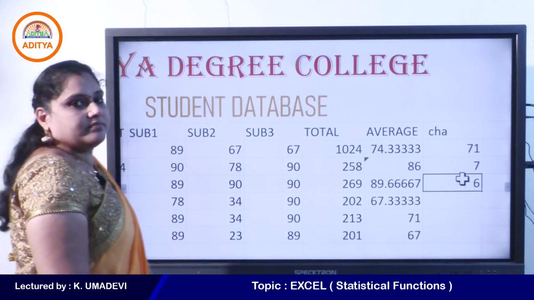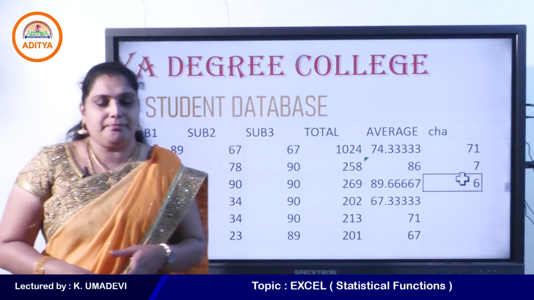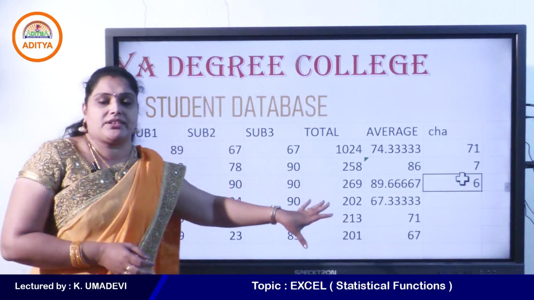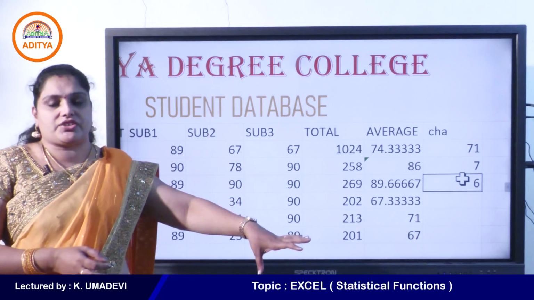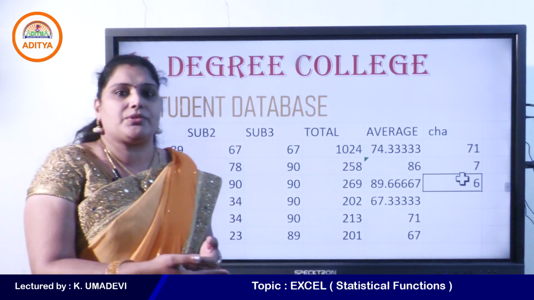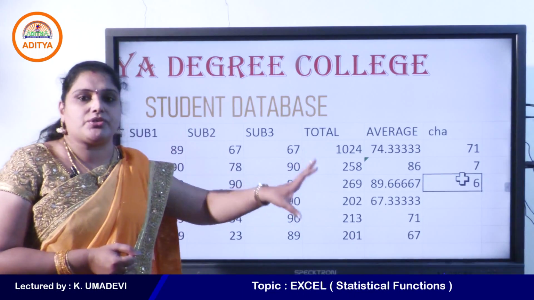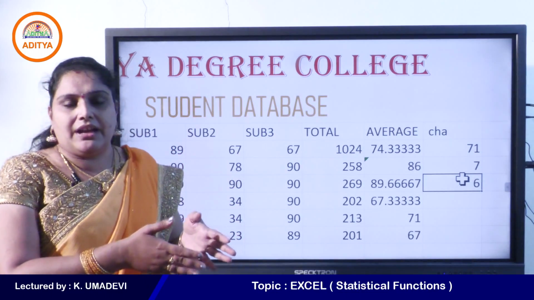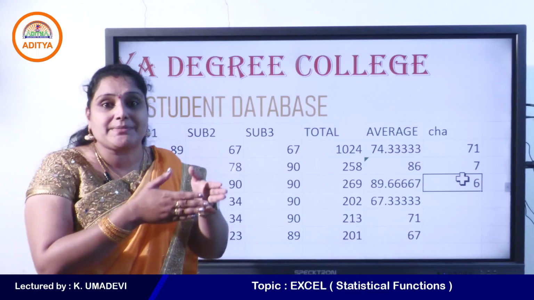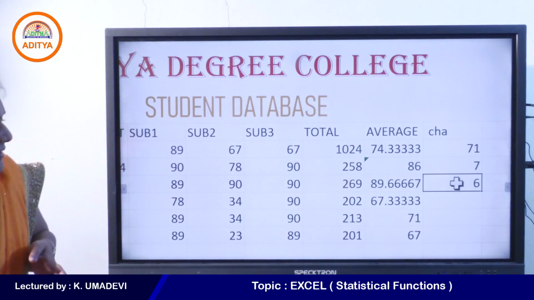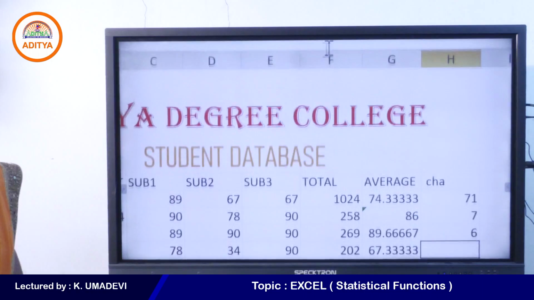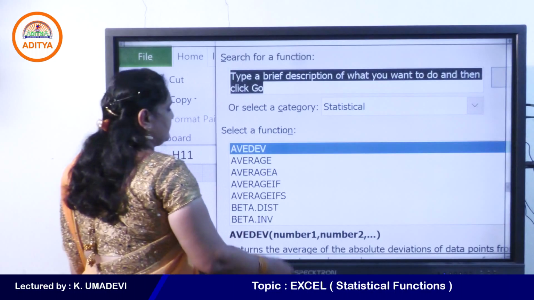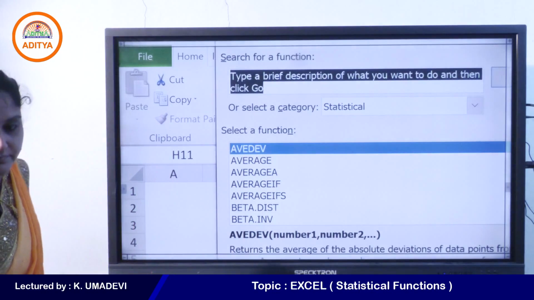So what is the next function? Min and max functions. If you want to find the minimum value for a group of numbers, we use the min function. If you want to find the maximum value in our selection, we simply use the max function. So min is used to find the minimum value of given numbers, and max is used to find the maximum value. Okay? So go to fx, and press M.